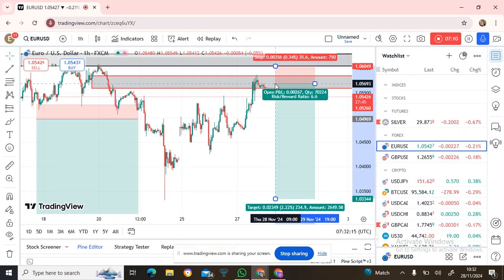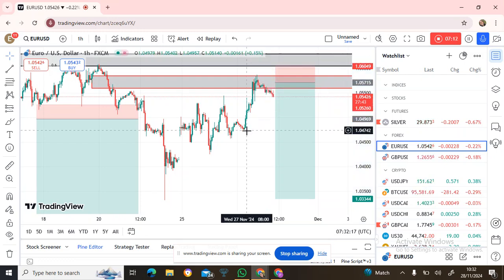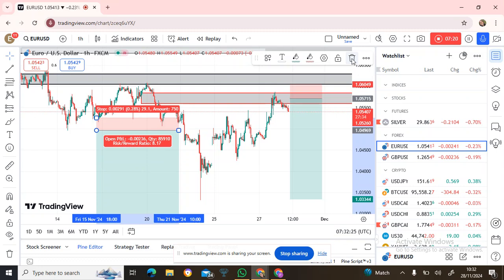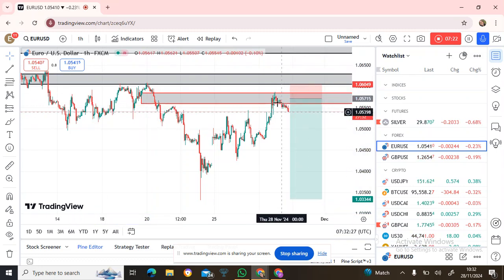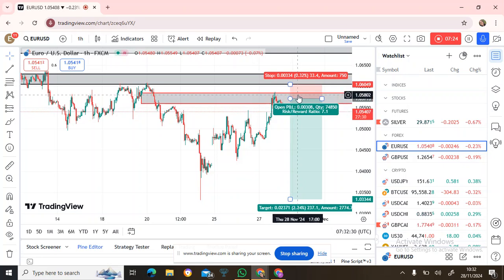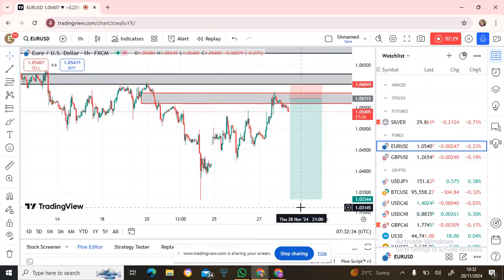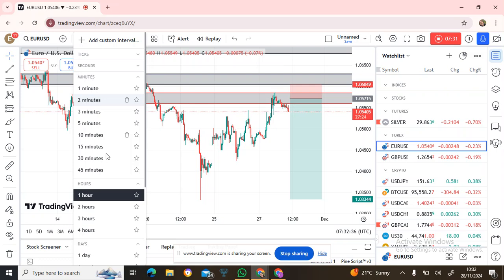So most probably during the New York session, there's going to be a pullback. Then we are going to go in for shorts on EUR/USD. So for now, let's wait for the market to pull back to this zone. Look at this equalize, then retrace all the way down.